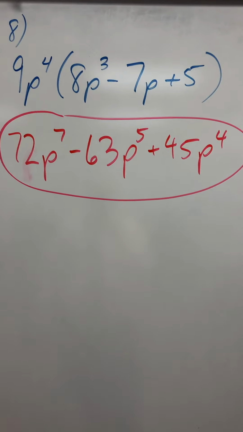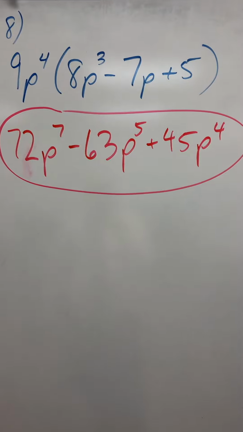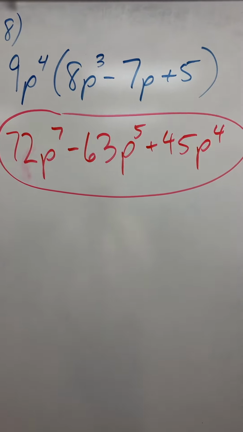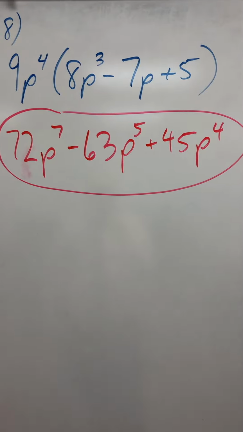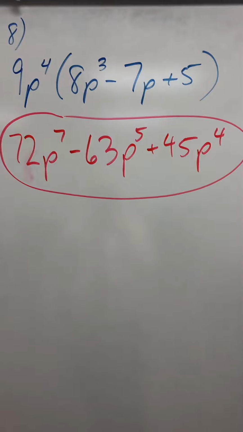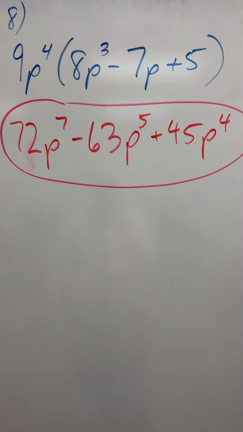9p to the 4th times 8p to the 3rd. 9 times 8 is 72, p to the 7th. 9 times negative 7, negative 63, p to the 4th times p to the 5th. 9p to the 4th times 5 is 45, p to the 4th.